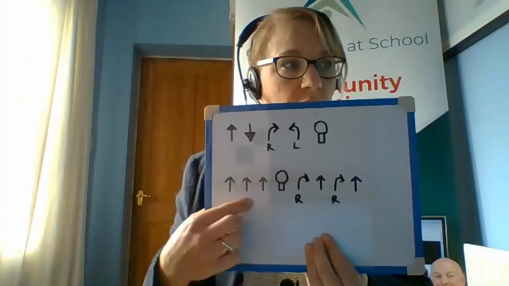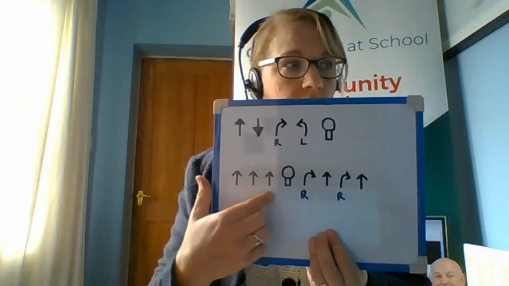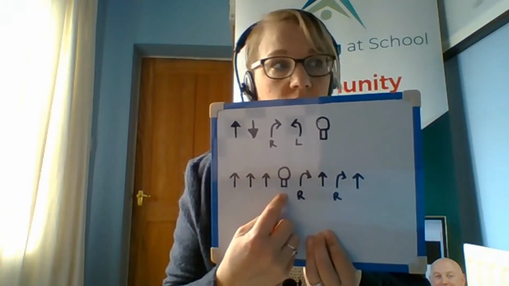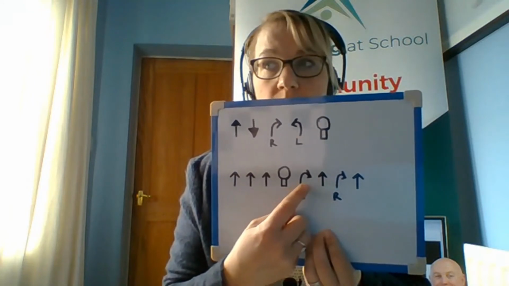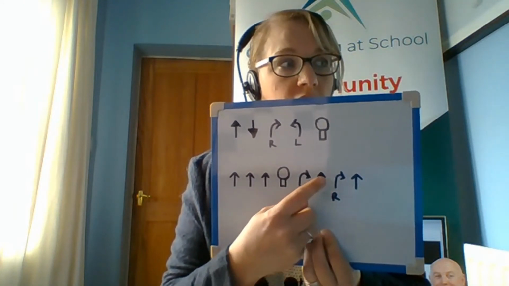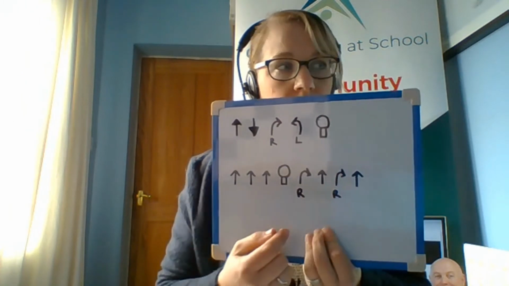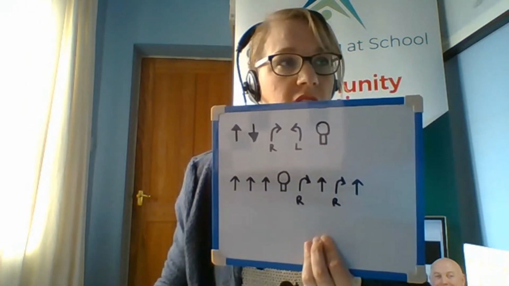So this was my first part of my algorithm. Forward, forward, forward, light bulb. What I did was I turned right. Then I went forwards. Then I turned right. And then I went forwards again. So I'll show you on my screen how I did that.